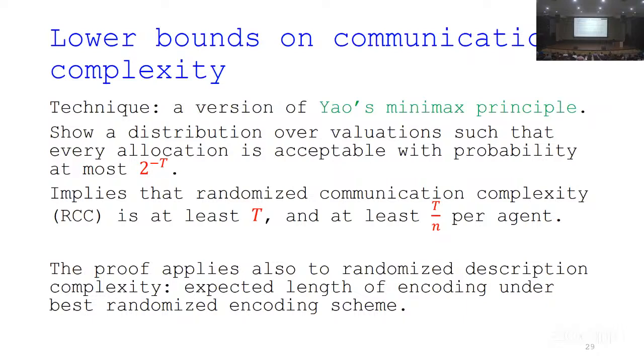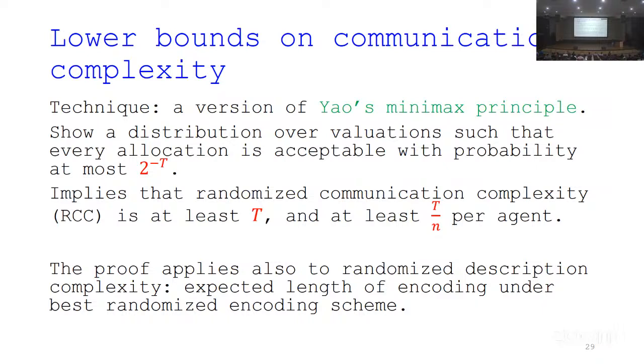Okay, so let me give an example of how we prove lower bounds on the communication complexity. So this is, in a sense, as I said, our protocols are fully efficient. So really, in a sense, we're also saying what's the lower bound on the communication complexity, even if all evaluations are known to a single agent who computes an allocation and needs to transmit it. So it's even a stronger lower bound.